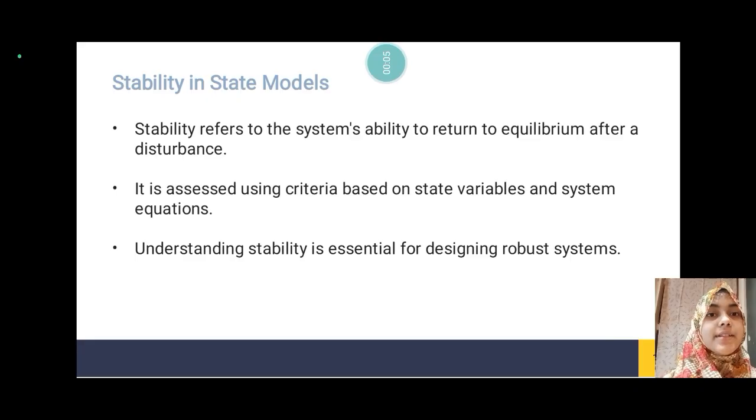Stability in state models. Stability refers to the system's ability to return to equilibrium after a disturbance. It is assessed using criteria based on state variables and system equations. Understanding stability is essential for designing robust systems.